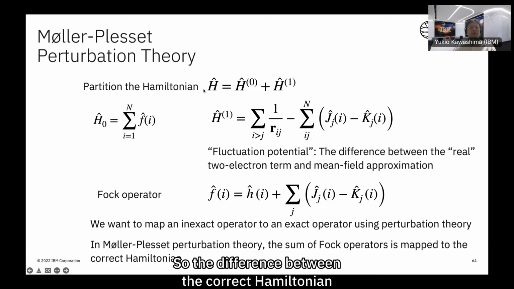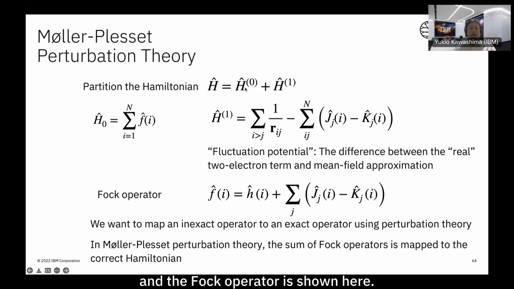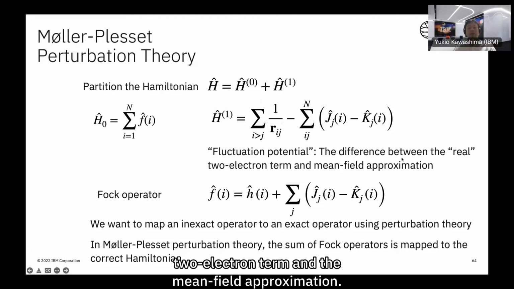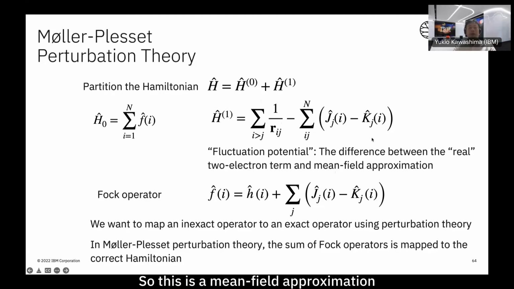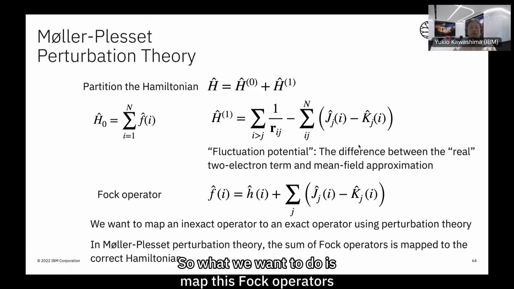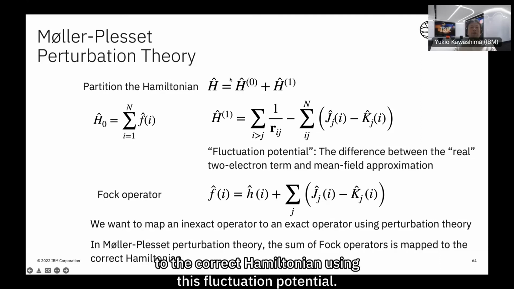So the difference between the correct Hamiltonian and the Fock operator is shown here. It's called the fluctuation potential. It's the difference between the real 1 over Rij two-electron term and the mean field approximation. So this is the mean field approximation in the Fock operator shown here. So what we want to do is map this Fock operator to the correct Hamiltonian using this fluctuation potential.